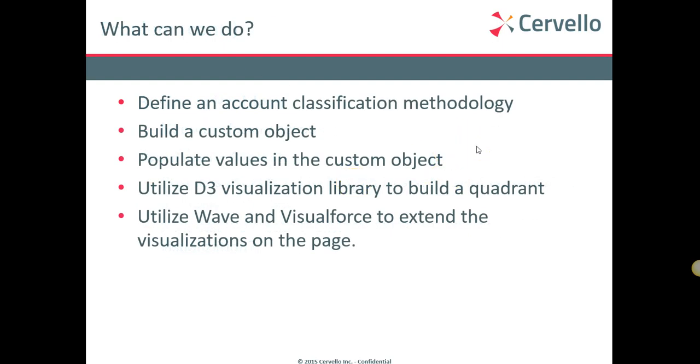So this is what we're going to talk about from a solution perspective. First, we want to define a methodology. So I described a little bit earlier about what this particular client's methodology was, which is that they were going to take survey data, so how reps were interacting with the account, and they were going to take just raw contract value data, which isn't subjective to a rep's survey responses. It's just how much money came in the door. We'll build a custom object. We'll populate values in that custom object. So that's where we're going to store both of these data points.